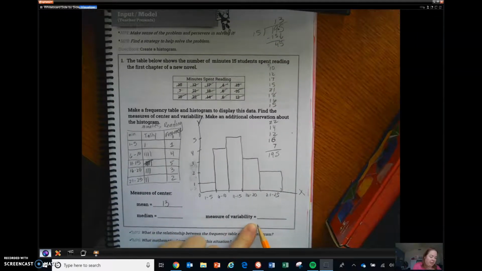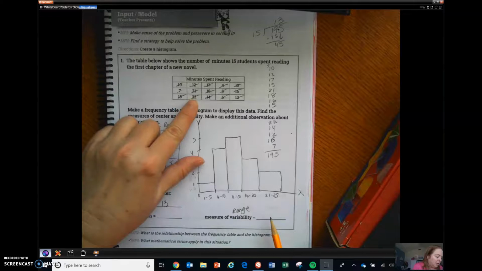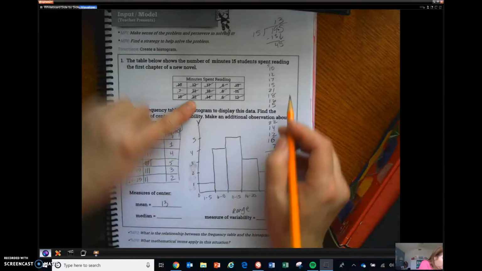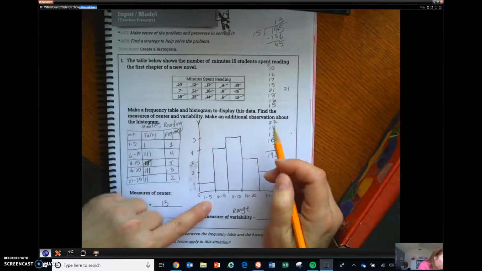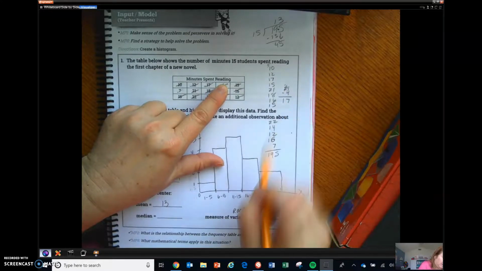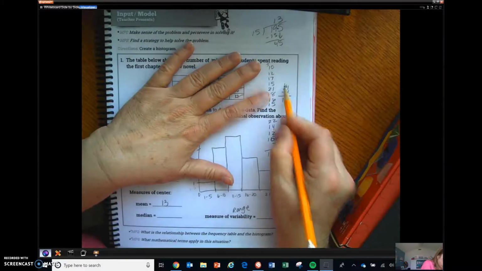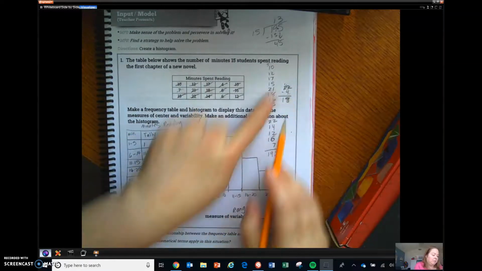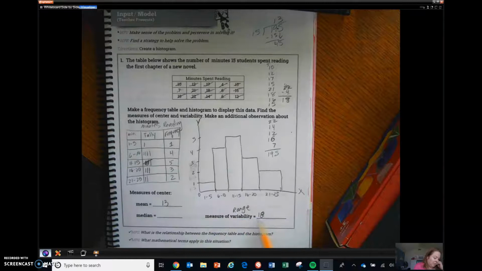And then the measure of variability is just the range. That just means range. So the range is taking the biggest number and subtracting the smallest number. So my biggest number was 22, I believe. And my smallest number was 4. So it was 17, I believe. Am I right? Oh, wait, no, it's 18. Oh, wait, maybe it was 22. Oh, it was 22. So 22 was the biggest, and I subtracted the lowest, which gives me a range of 18. Okay, so my range is 18.